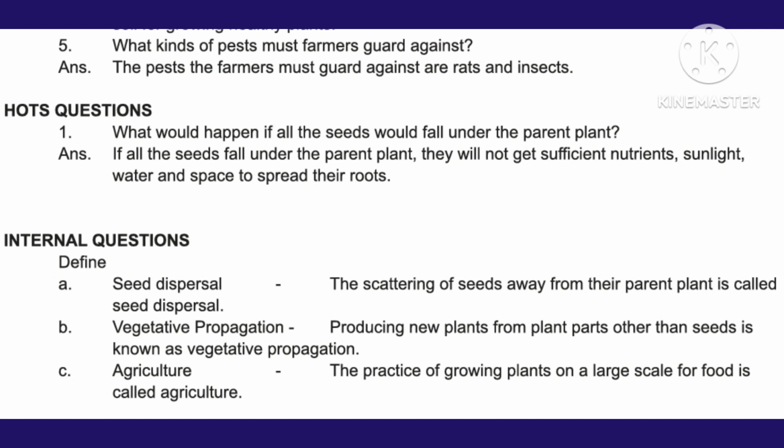और ये इंटरनल क्वेश्चंस हैं, कुछ डिफाइंस हैं, ये देख लीजिए. A है seed dispersal. The scattering of seeds away from their parent plant is called seed dispersal. Vegetative propagation. Producing new plants from plant parts other than seeds is known as vegetative propagation. Agriculture. The practice of growing plants on a large scale for food is called agriculture.